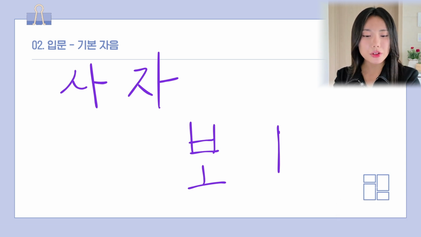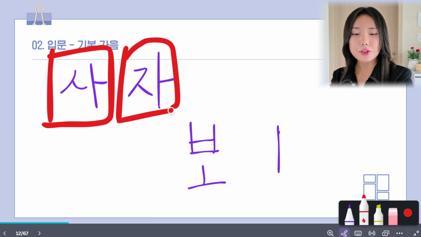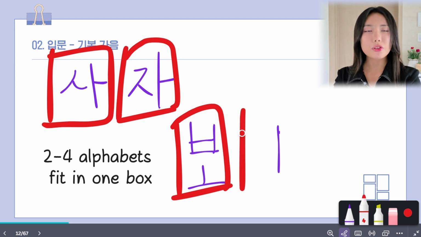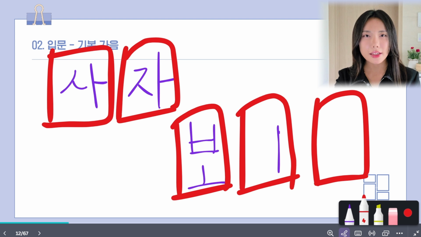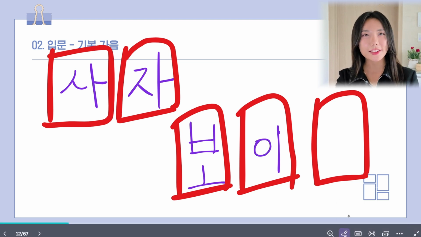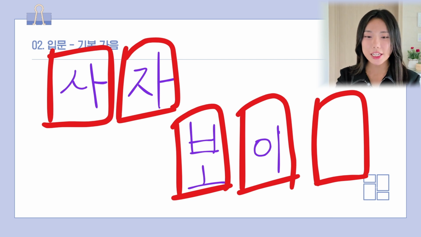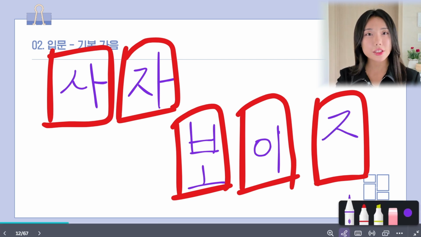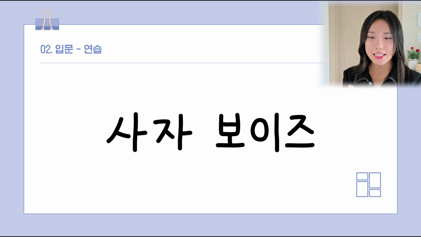Because in Korean, you always have to put words in boxes and you have to make it 2 to 4 alphabets. So you need one more. But all we need is E sound. And that's E. In that case, we need 0 here. And then Z. Again, we need J sound, which is J. And then to make it Z. So this is 사자 boys.